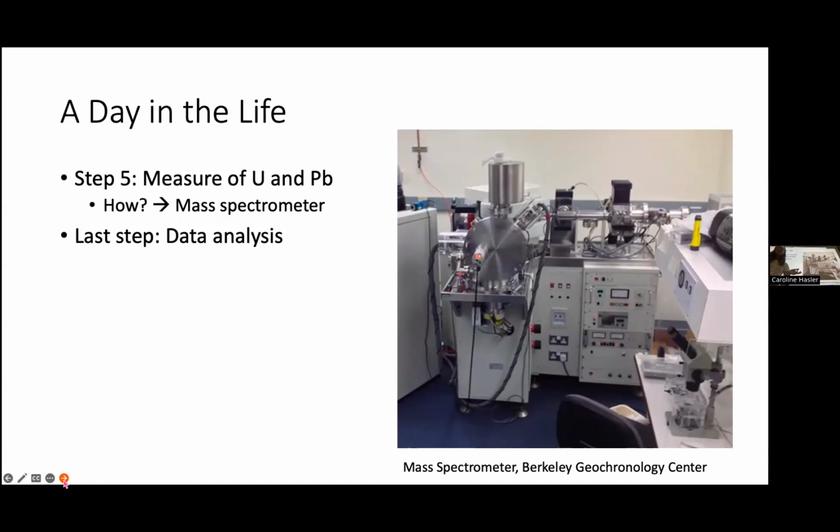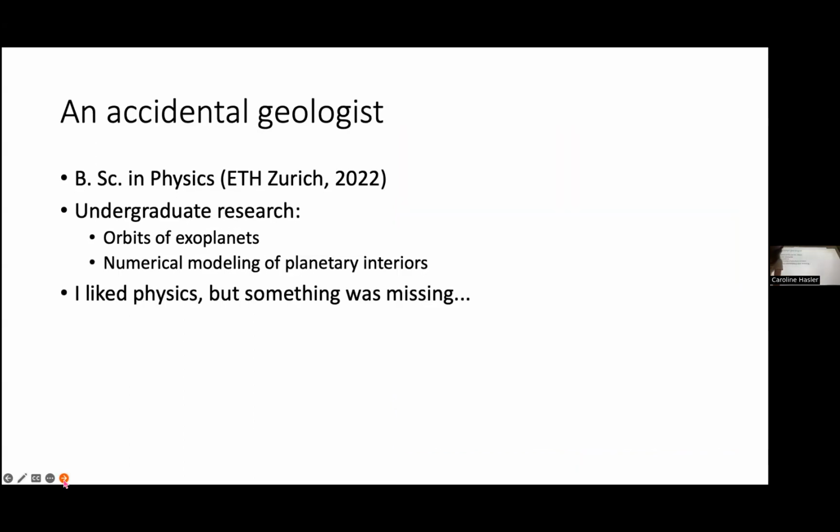Okay, so that's basically not just a day in the life, but more like a couple of months in the life of this process of geology and geochronology. To end, I wanted to talk a little bit about how I got here. So I sometimes describe myself as an accidental geologist, or if there are no physicists in the room, I might get bold and say I'm a recovering physicist.